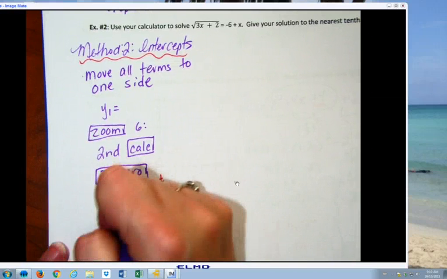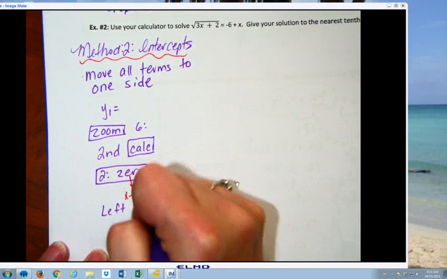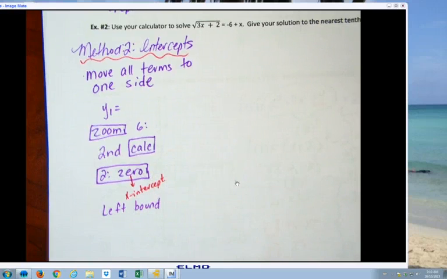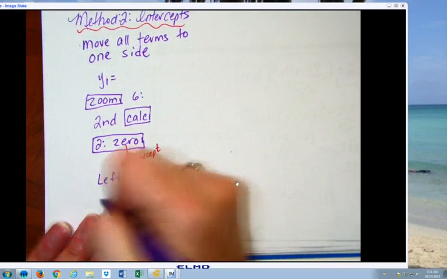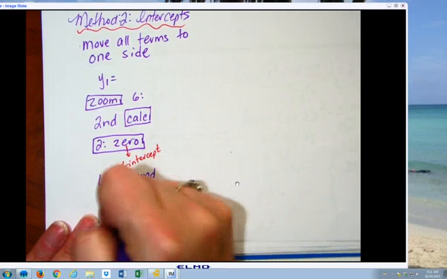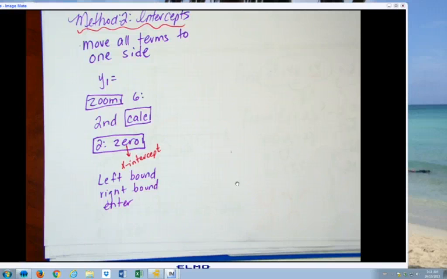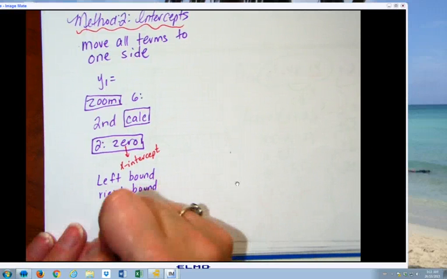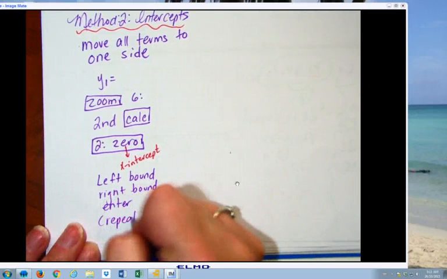And these are the ones where you have to give a point on the left, so it'll ask for left bound. And then it will ask for right bound. And then enter a third time. And then you would repeat that if there's more than one intersection point.